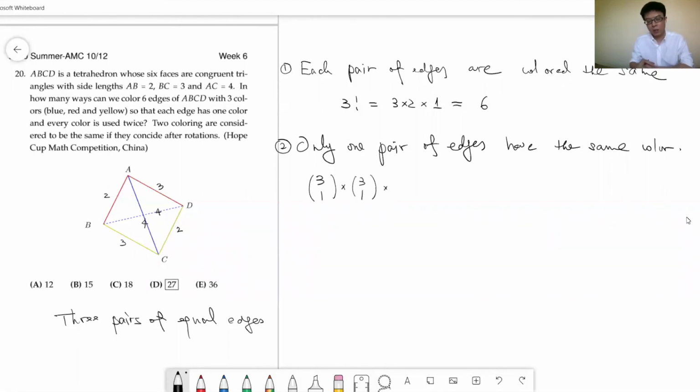And then let's discuss, if this pair's colors are determined, how many ways can we color the rest of the edges? So for example, let me take an example. We take AC and BD as the chosen pair. And we suppose the color is blue, just like the picture shows. And then we discuss how to color the other 4 edges. So let me just draw this picture.